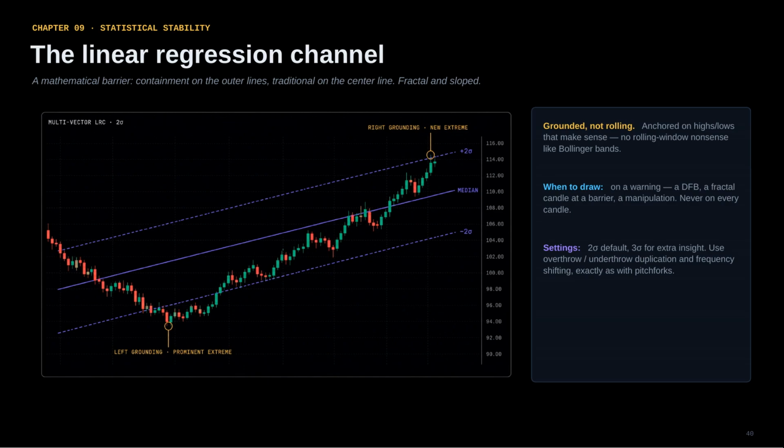That's the crucial difference from indicators like Bollinger Bands. The calculation window is grounded in places that mean something, not rolled blindly. Draw it when there's a warning, a DFB, a fractal candle reacting to a barrier, a manipulation, never on every candle. Default to 2 standard deviations, try 3 for extra insight, and use overthrow and underthrow duplication and frequency shifting, just as you would with pitchforks. Single vector or multi-vector, smaller LRCs confirming larger ones. That's the fractal use of the tool.